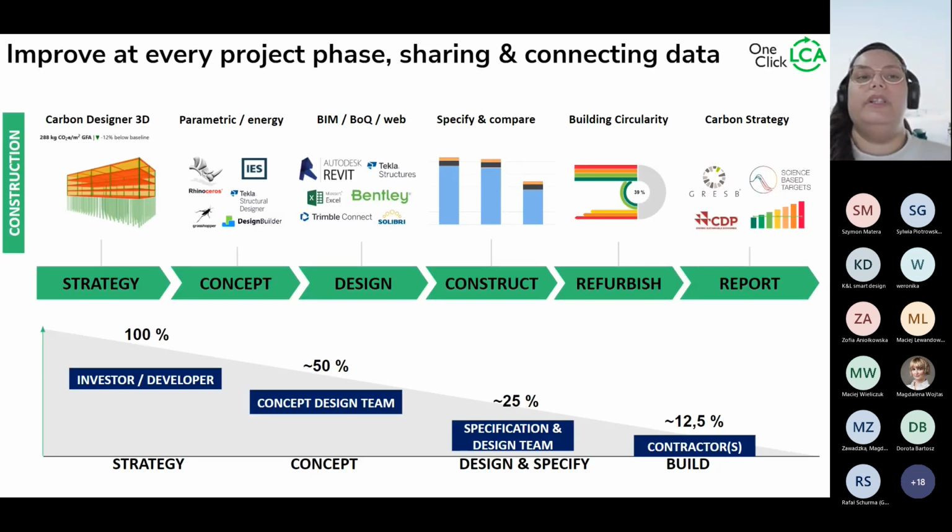Moving forward, we are able to help our customers improve at every project phase. One thing that we must have in mind all the time is that as the project stages move forward, the decarbonization potential of the project will halve at each stage. For this reason, it's very important that we act in the early stages, because that is when we can make changes, and we still have all our options open to define.